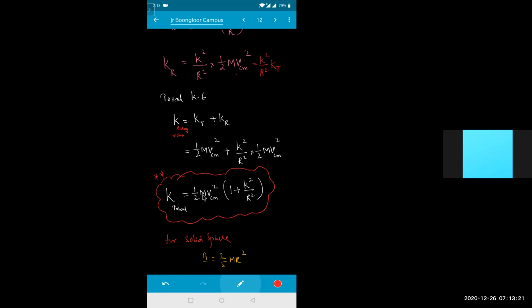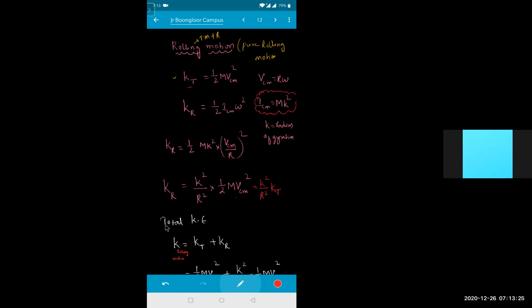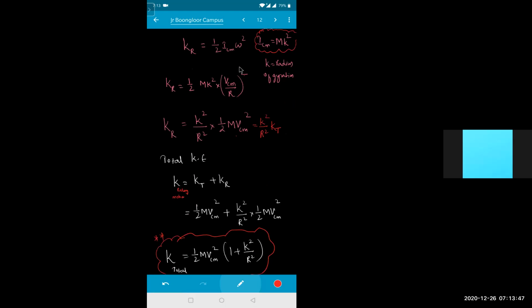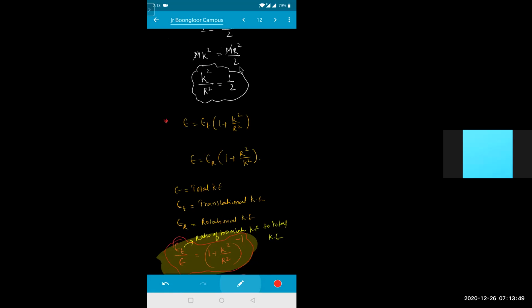Normally for rotatory motion, we'll get half into I omega square, that is what I wrote here. In general, it is half into ICM into omega square. You can even add that if you know the moment of inertia of that body. In pure rolling, if it is unknown, then we have to use ICM, which means m into k square. If not, you can directly write like this only. That is not a problem. You can even write like this itself if you are confused with that one.